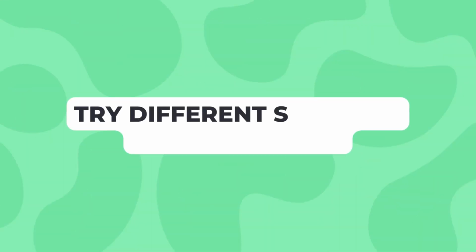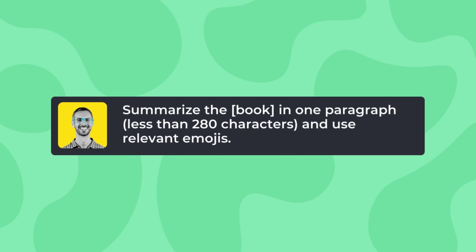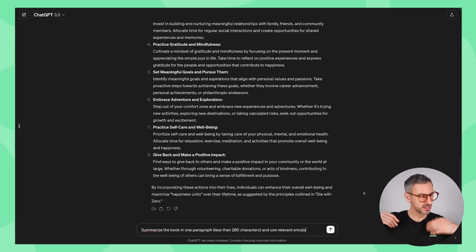All right, this was great. And moving on, I want to show you something else you could do when prompting ChatGPT to learn from different books. What I did here is to ask for a pretty extensive or comprehensive summary of the book, but you could also prompt for a much shorter summary of the book. For example, using this prompt right here: Summarize the book in one paragraph, less than 280 characters, and use relevant emojis. So here, I'm giving ChatGPT a very specific task to summarize the book in only one paragraph and also a maximum number of characters, but also forcing it to use relevant emojis.